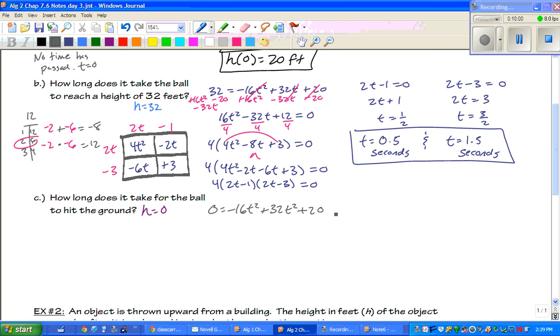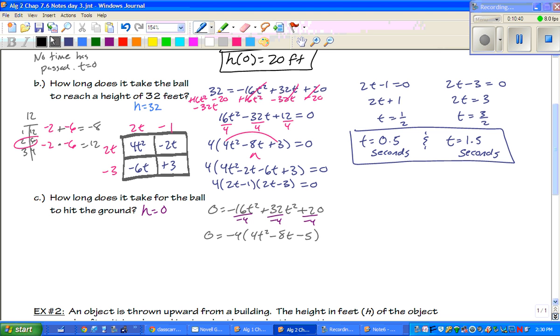We can do two different things. We can either move everything over to the other side because our leading coefficient is negative, or we can factor out our GCF as a -4. Both things are going to get you the same answer. But now our leading coefficient is positive, which is what we wanted. And then we're left with 4t squared minus 8t minus 5.